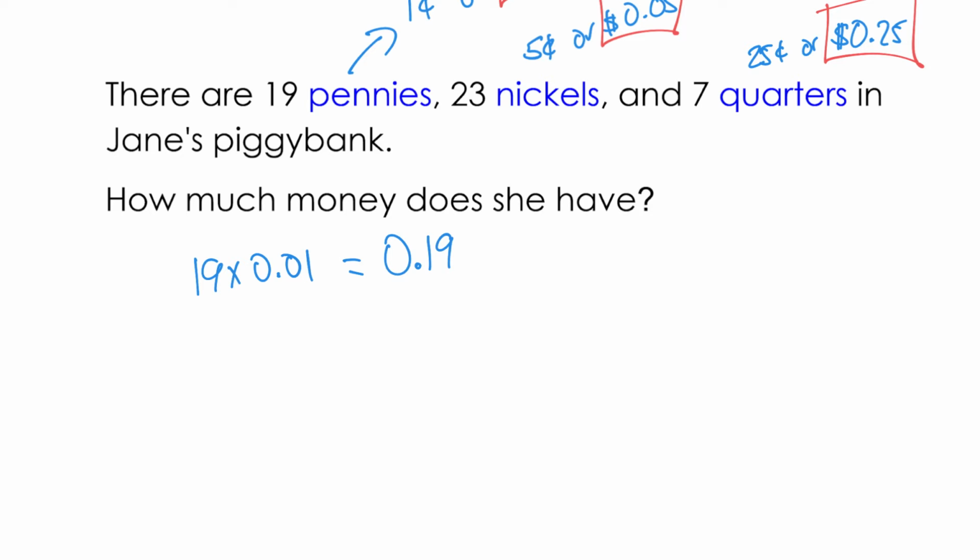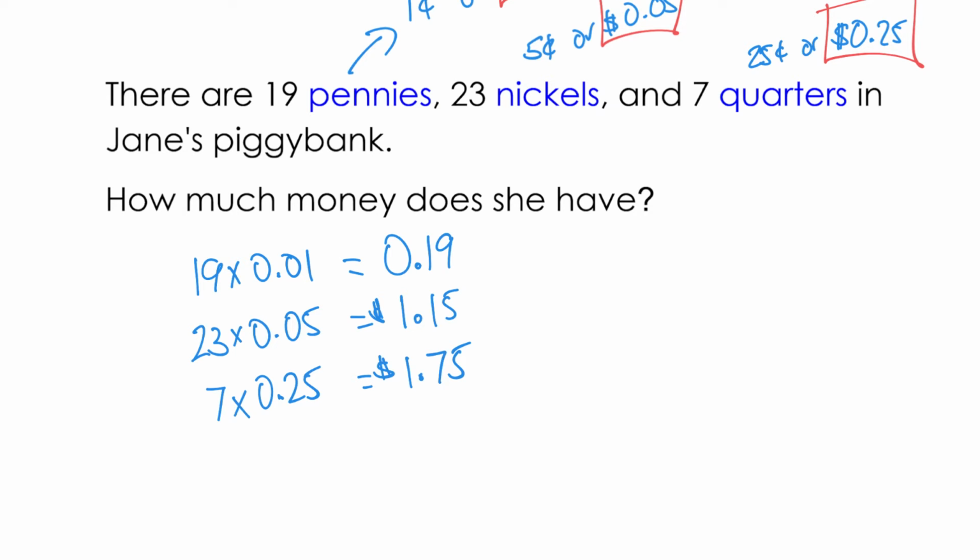Nickels are 5 cents, and there's 23 of them. And when you multiply this on a calculator, you get $1.15. Okay, so just a little side note here. Actually, let me just do the quarters too. 7 quarters are 25 cents each. Comes out to $1.75. So I'm going to add the dollar symbols at the end.